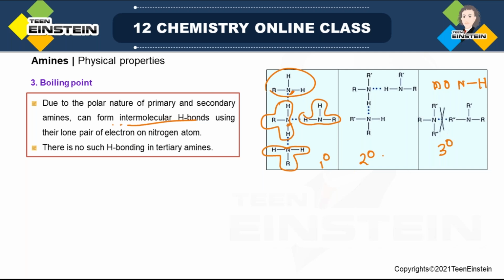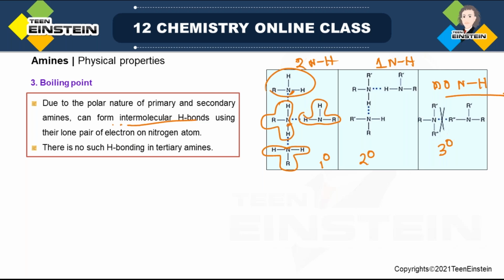Similarly, when it is 2 degree, this is also possible, though it will be reduced to some extent, because now the number of NH bonds is decreased. In this case you have 2 NH bonds, here you have 1 NH bond, and in 3 degree there are 0 NH bonds. So as the number of NH bonds decreases, intermolecular hydrogen bond formation decreases. Here we are not talking about hydrogen bond formation with solvent, which we already saw for solubility. Now we are talking about boiling point.